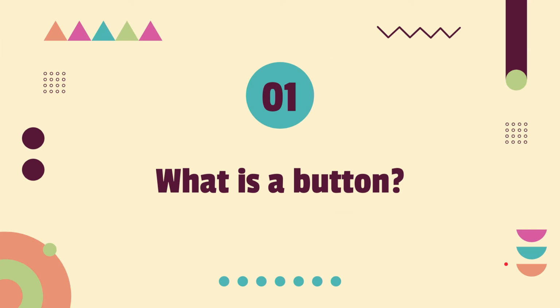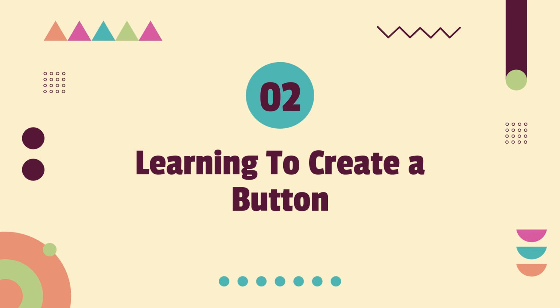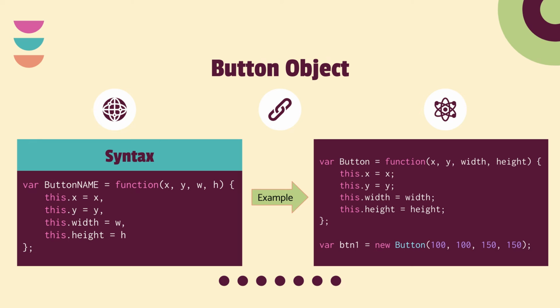So let's get learning. What is a button? A button is an object that we will be creating using the object template. They're used for clicking to complete an action, and you can see them being used in websites, games, movies, etc. Next, we're going to learn how to create a button.